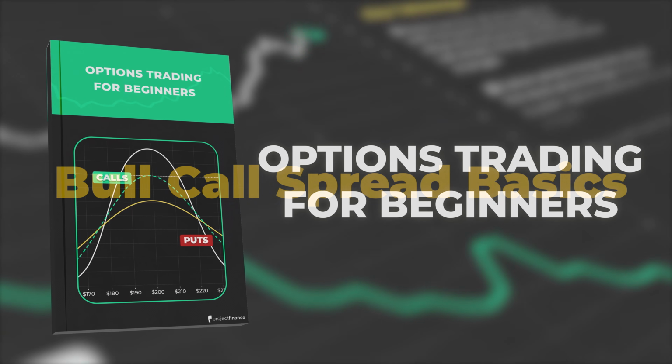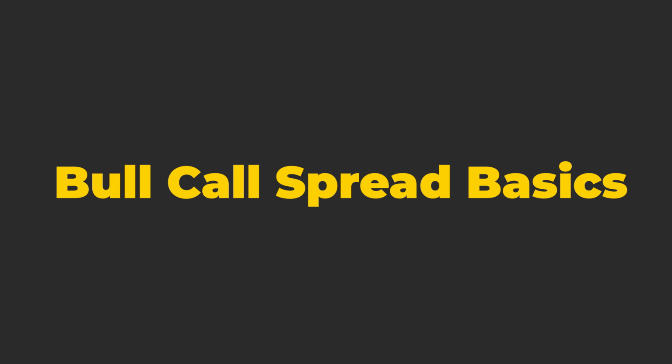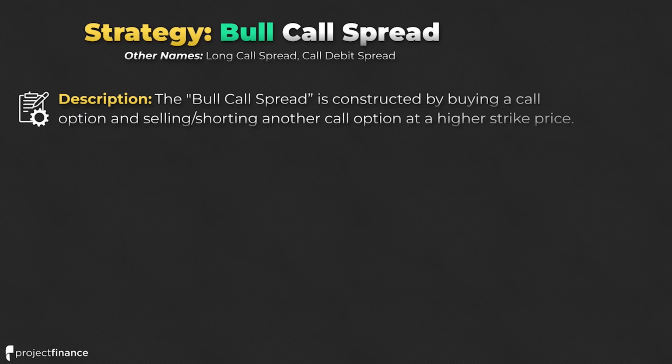Let's get started and explore the basics of the bull call spread options trading strategy. The bull call spread is constructed by buying a call option and selling or shorting another call option at a higher strike price. And the outlook for this strategy is bullish, meaning that the strategy profits when the stock price goes up.